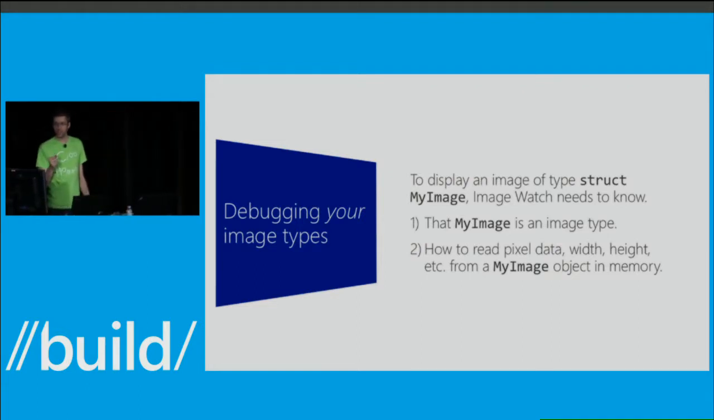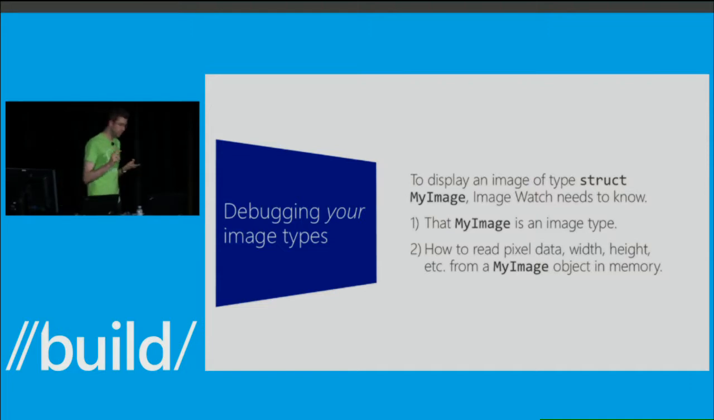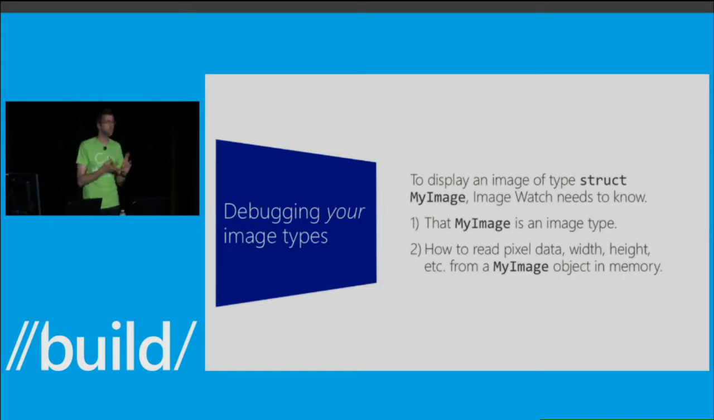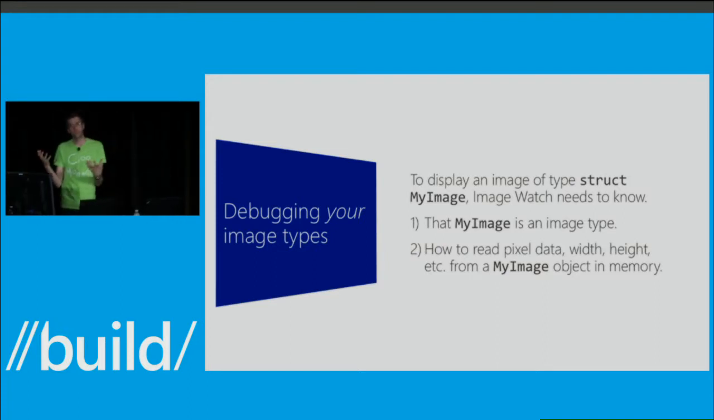And so to make that work, you need to do 2 things. You need to tell ImageWatch first that, let's say, if your image is also called My image, that My image is an image, right? So you need to tell it the type. And then you also need to tell it that now, given a reference or given an object of this type, what is the C++ expression that gets you at the width and the height and the pointer to the pixels and all the metadata that you need to actually read the memory from the running app and display the image?